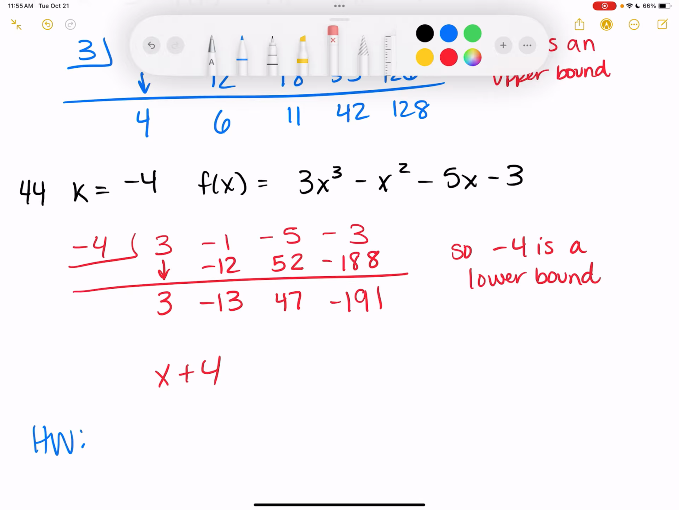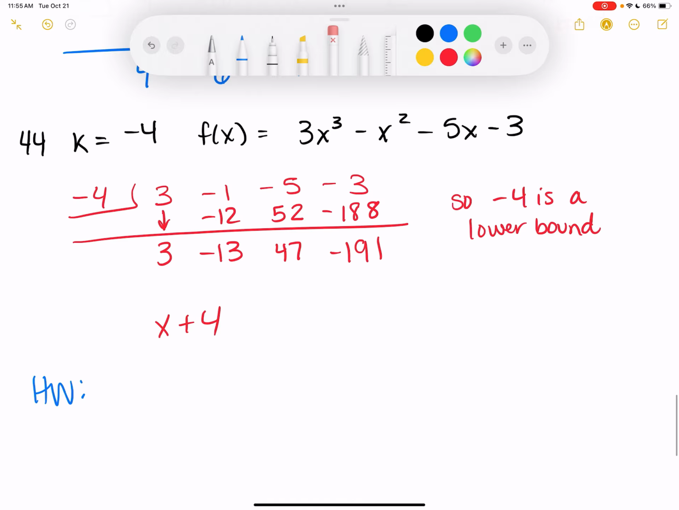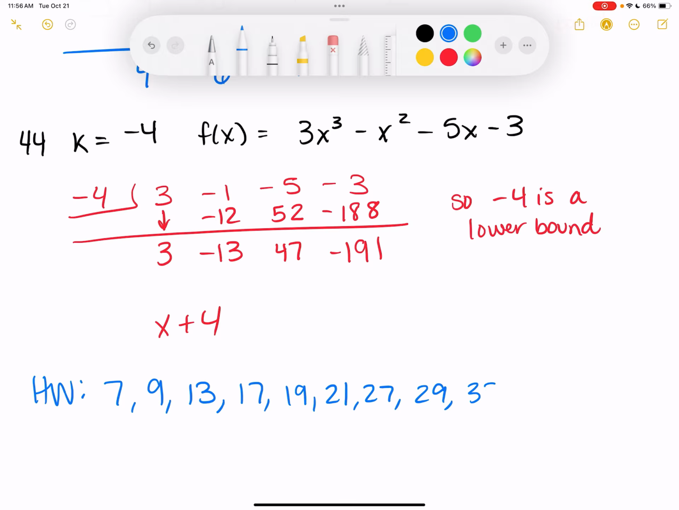Problems 7, 9, 13, 17, 19, 21, 27, 29, 33, 35, 39, and 41.